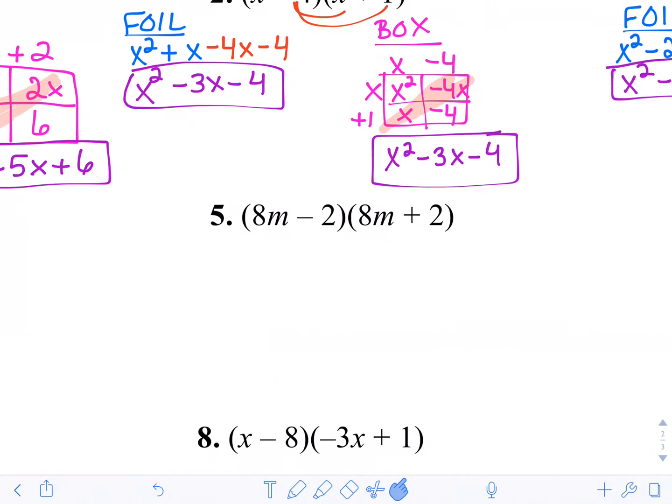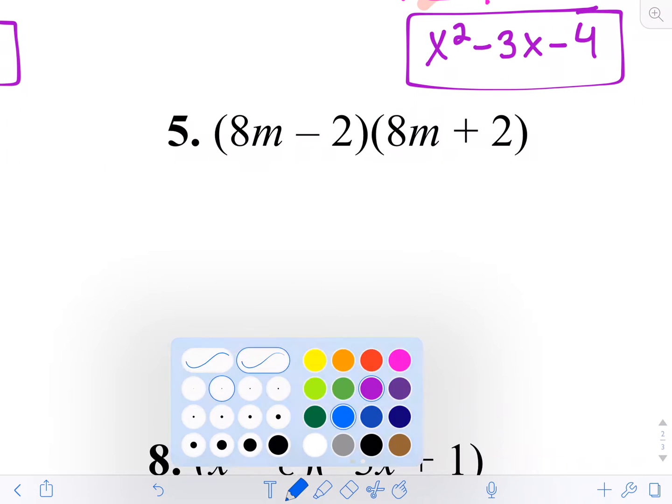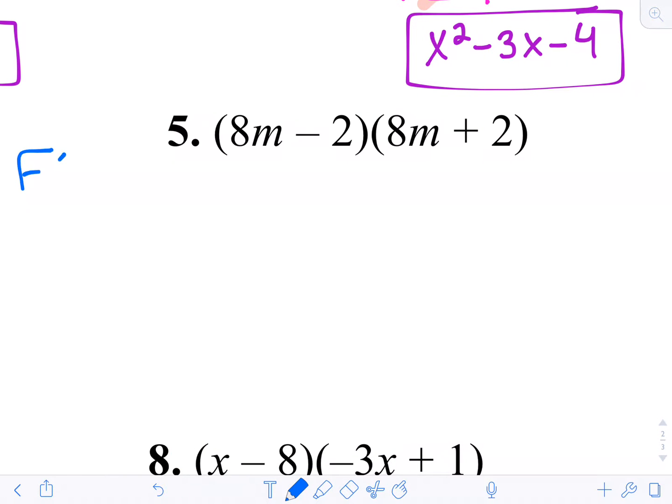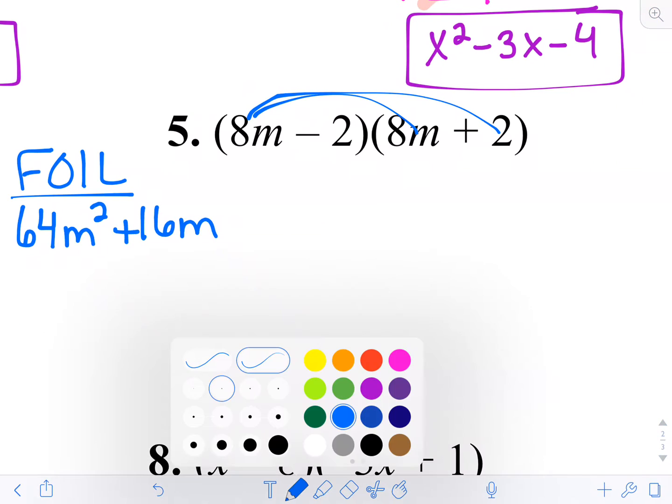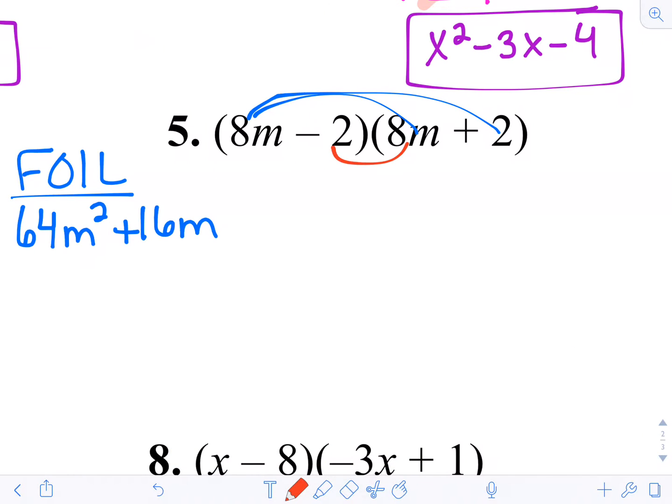Alright, number 5, same thing, we're going to FOIL. So it's first, outer, inner, and last. So first, you're going to do your 8m. So 8 times 8 is 64. M times m is m squared. 8 times 2 is 16, and you have your m. So that is your first and outer, and then you have your inner and the last. Negative 2 times 8 is negative 16, and you have an m. Negative 2 times positive 2 is a negative 4.